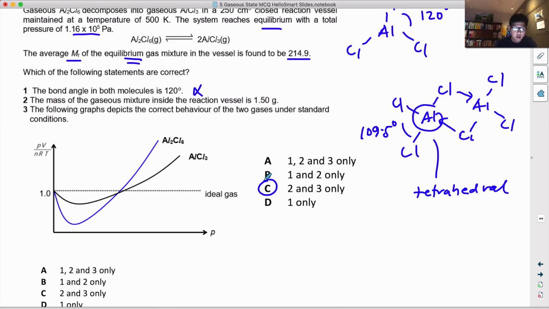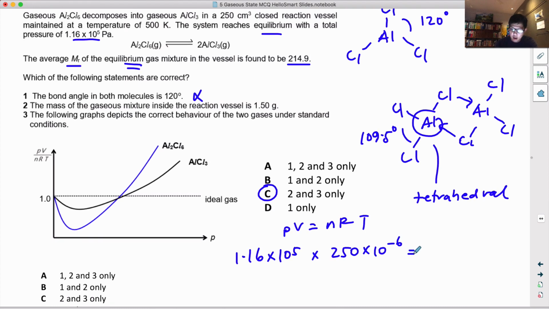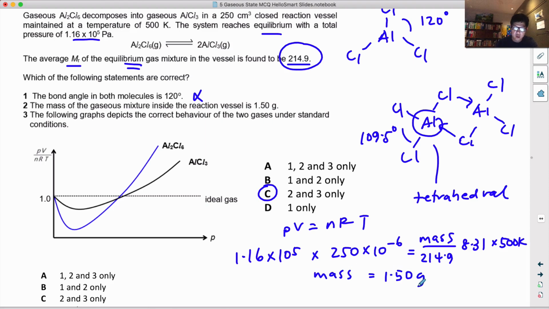If you have to work it out, we're just going to use PV = nRT. The pressure is 1.16 times 10 to the power 5. Volume is a closed container, so this times 10 to the power minus 6, changing cm³ to m³. This is the mass which you don't know, divided by the average Mr, which is 214.9, then 8.31, and then multiply by the temperature, which is 500. If you work it out, you'll find that the mass will also be 1.50 grams, which means this statement is correct.